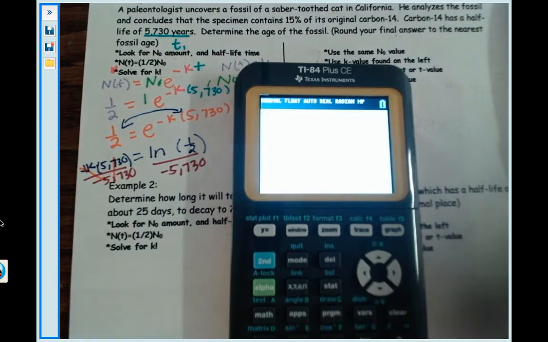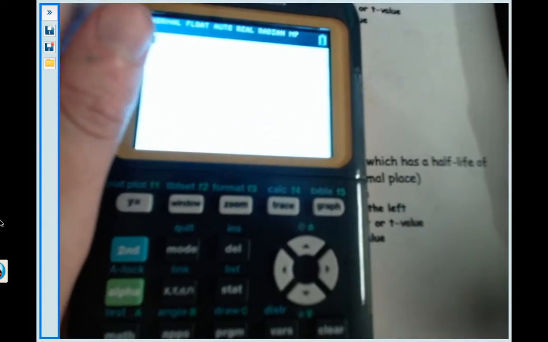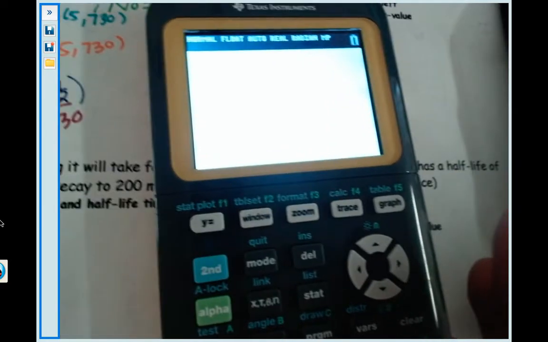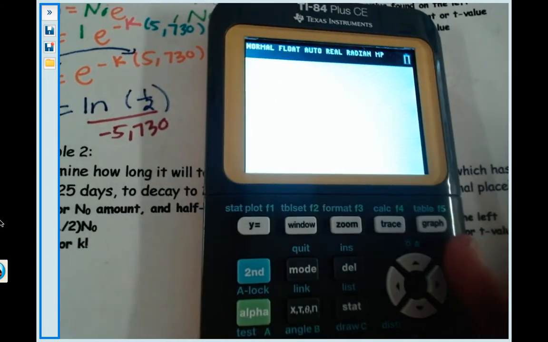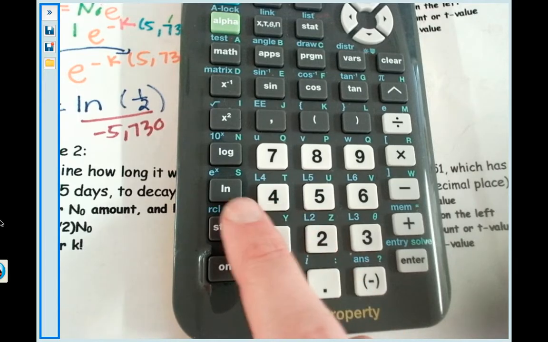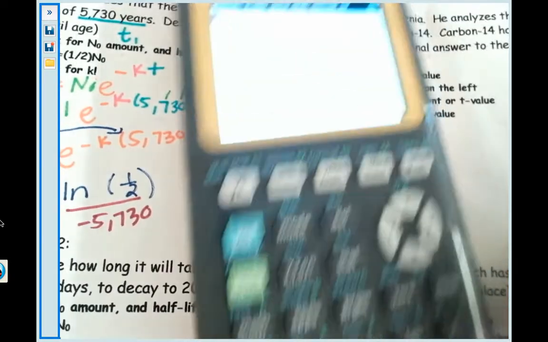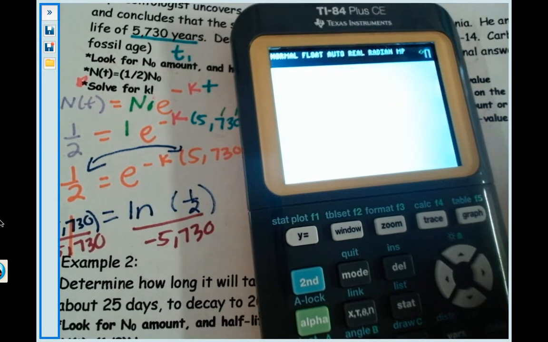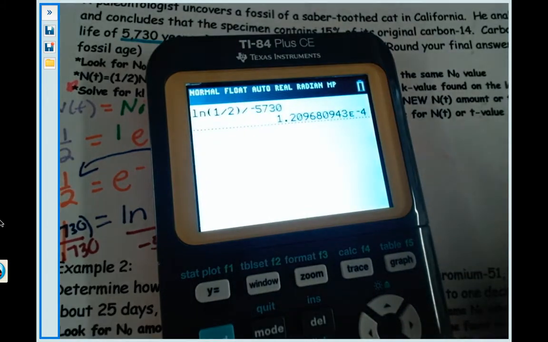All right, so here, let's see if we can get a better look at that. Can you see that a little better? Kind of. Okay, so we have natural log of 1/2. Now the natural log key. Do you see that ln key beside the 4? That's your natural log key. So we're going to put in that bad boy. So natural log of 1/2, so 1 divided by 2, and then divided by, so I'm going to do another fraction, divided by negative 5,730. Holy hot dog. So this thing is my k value.